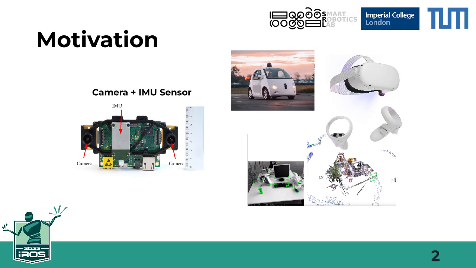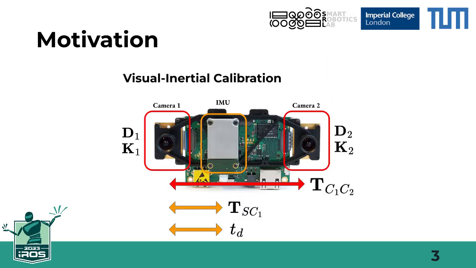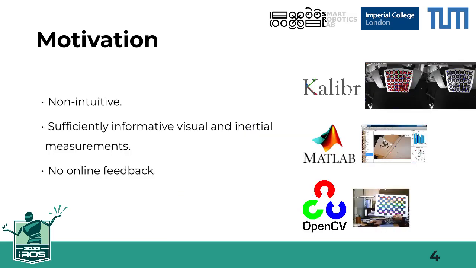In order to use them for any computer vision or state estimation task, a good calibration is essential. In this work, we are interested in calibrating for the camera intrinsics, camera extrinsics, camera-IMU extrinsics, and camera-IMU time delay. Our main motivation for this work is guided by the fact that sensor calibration is non-intuitive and often requires expertise.